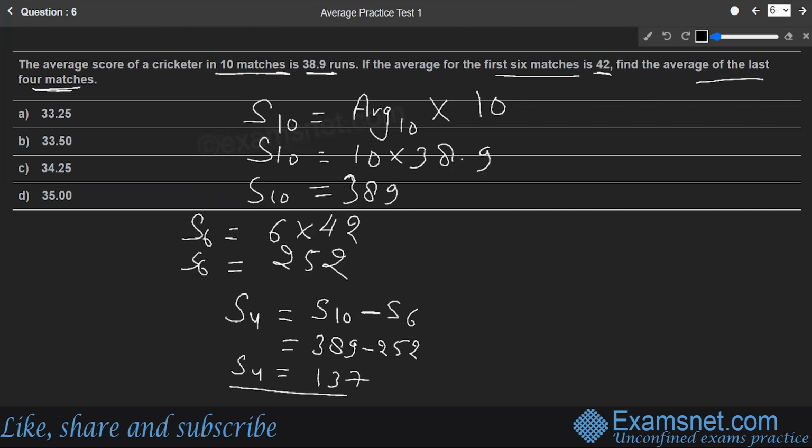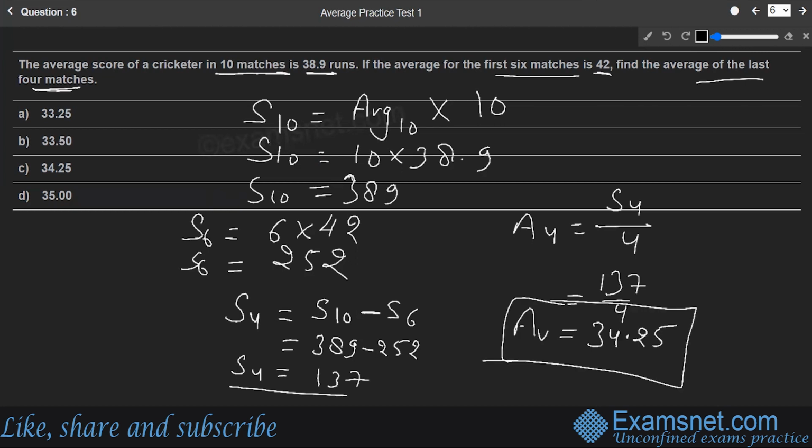If the sum is 137, what will be the average of the 4 matches? It will be nothing but the sum of the 4 matches divided by 4. How much is that? It's going to be 137 divided by 4. If you solve this, it comes out to be 34.25. So that is the average of the last 4 matches, 34.25. Let's see where it is available. It is available in option number C.